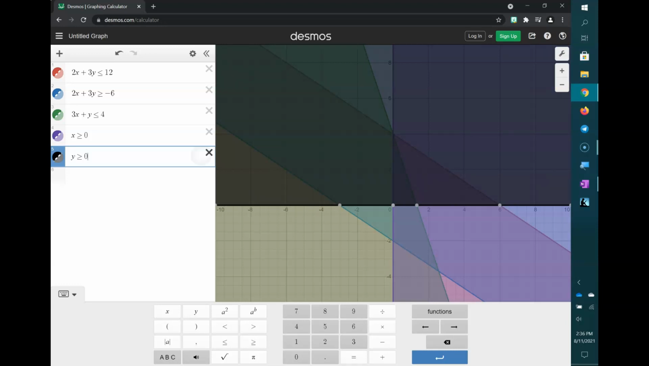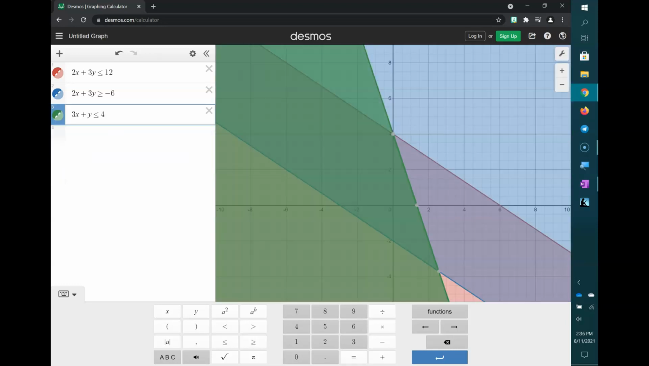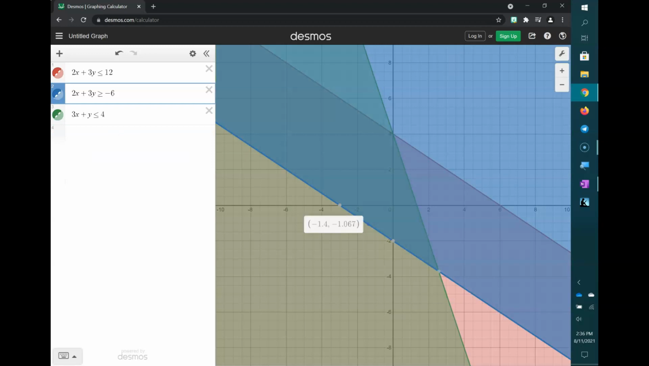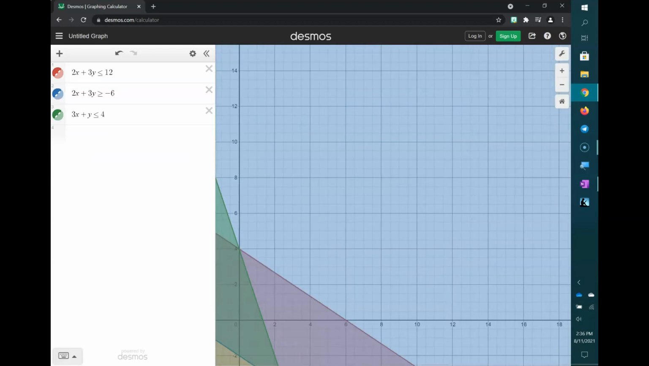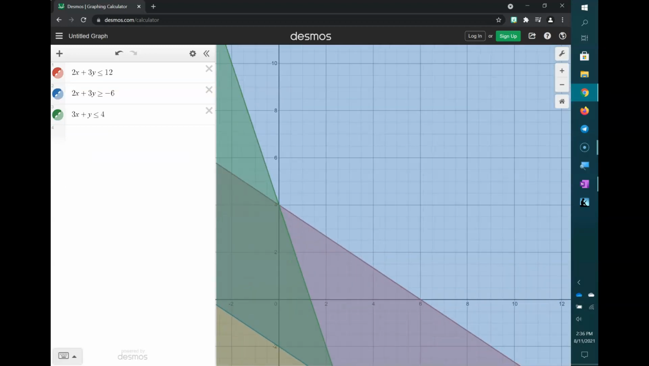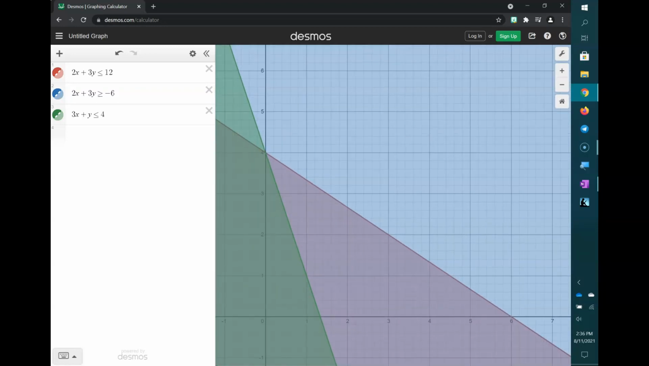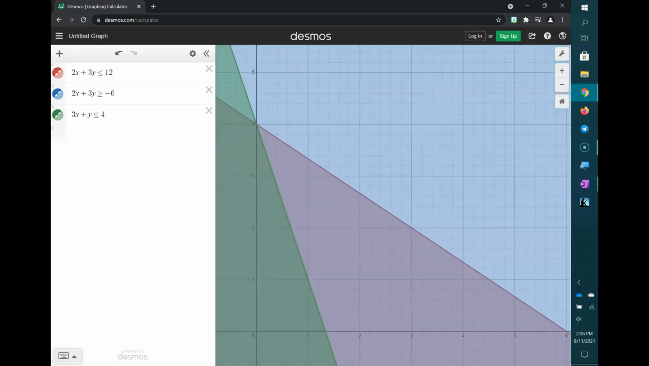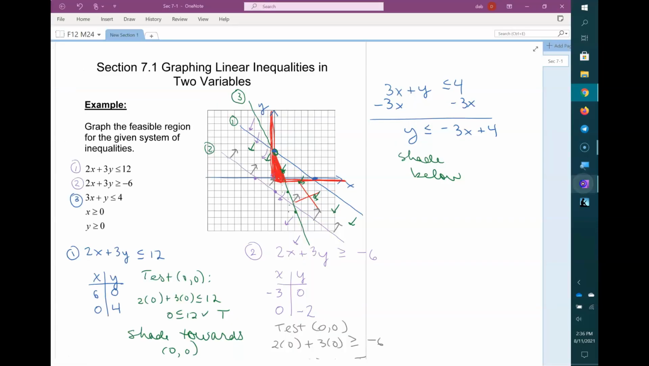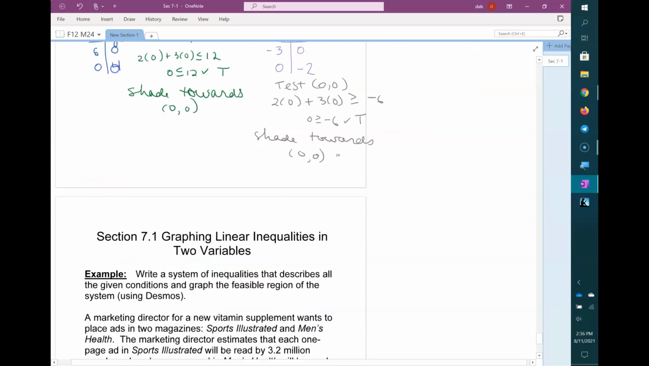So rather than have those show, I think it would probably be easier to move the graph and say, well, I know I only want to look at the part where x and y are positive. So I can see it's that triangular region that we came up with. So that's called the feasible region.